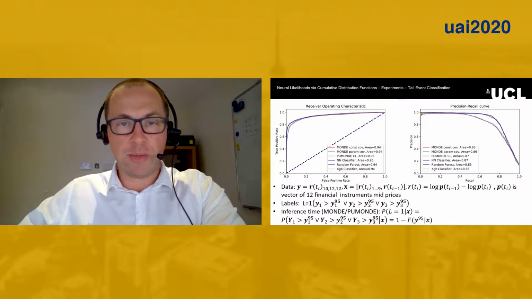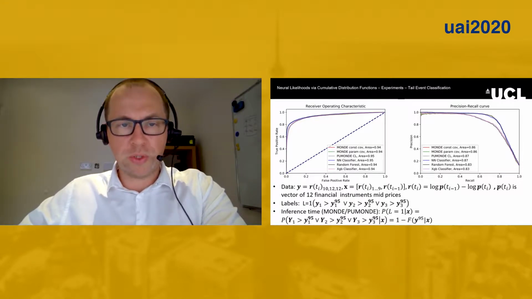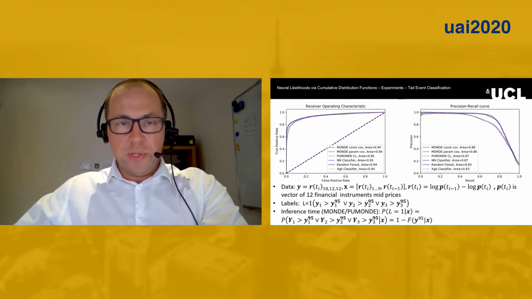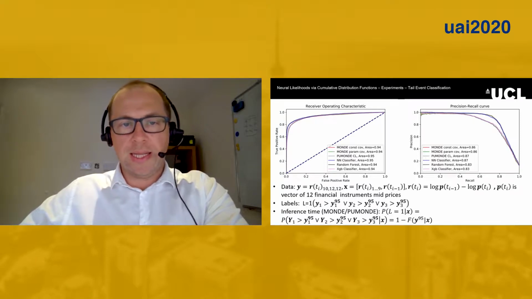Here we compare COMPUMONDE and PUMONDE models to baseline classifiers, neural network, random forest, XGB on a problem of detection of events falling in the tail of the distribution. We use financial data from which we construct a 3-dimensional response and 21-dimensional covariate. We want to assess the model's ability to correctly rank tail events of three assets experiencing loss at least at the 95th percentile of their historical value.